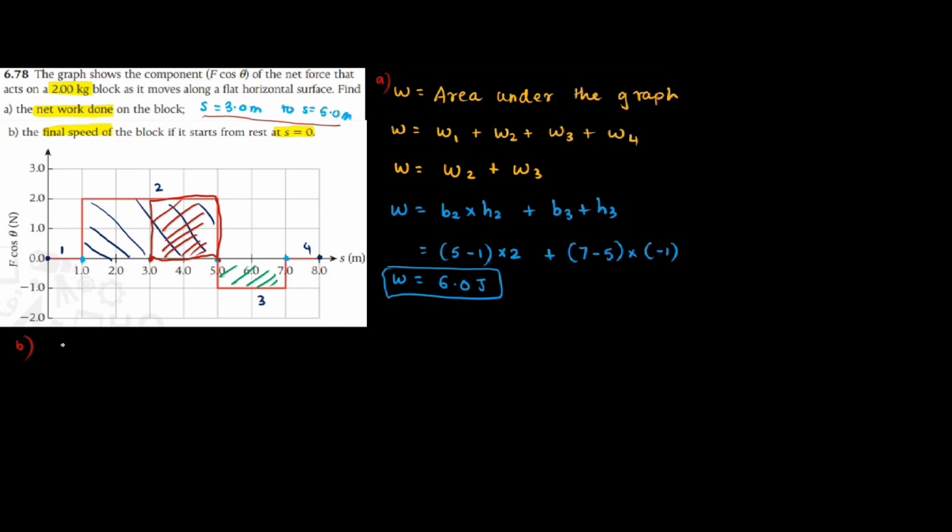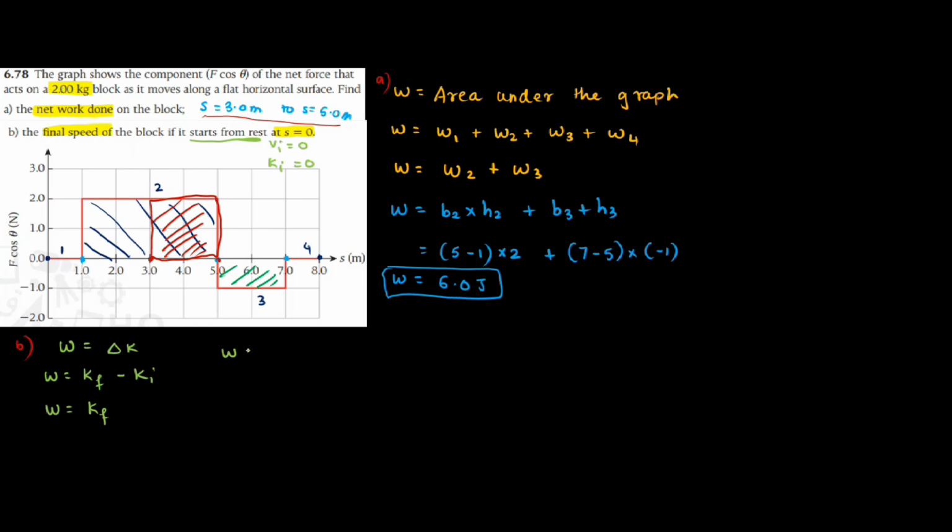We know that from the work-kinetic energy theorem, work done is equal to change in kinetic energy. This change in kinetic energy I can write as final kinetic energy minus initial kinetic energy. Since my block starts from rest, the initial velocity will be 0, and if initial velocity is 0, initial kinetic energy will also be 0. So we can rewrite this expression: work done is equal to final kinetic energy.